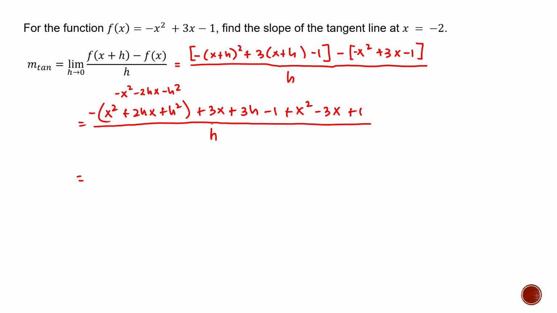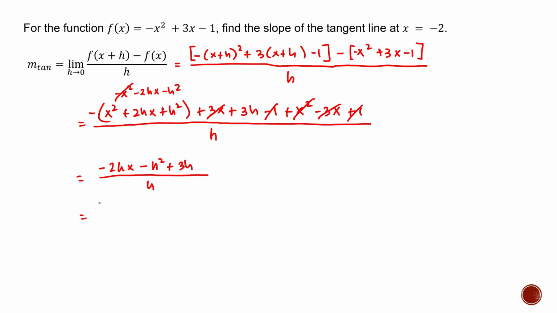Alright, so let's see if we can cancel terms here. You see the negative 1 and the positive 1. I can see the 3x and the negative 3x. What else can we cancel? Oh yes, of course, the negative x squared and the positive x squared. And I think that's it. So I'll just write all those remaining terms, which are negative 2hx minus h squared plus 3h.